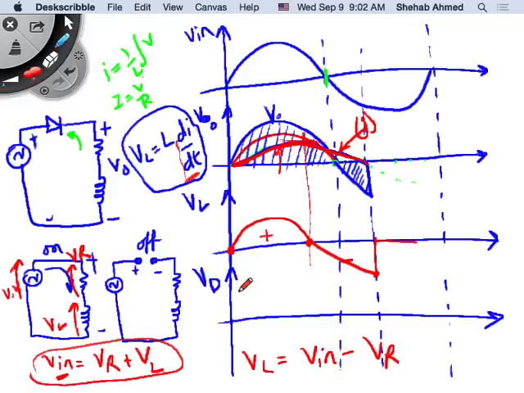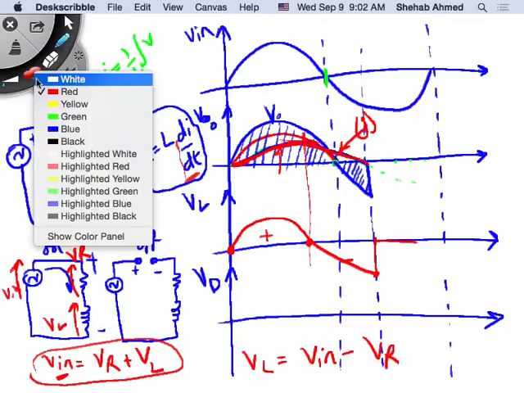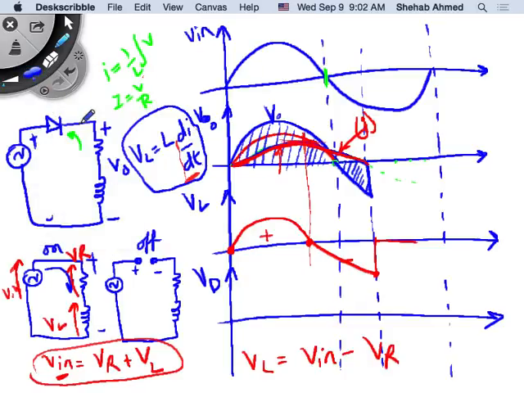So everybody's okay with this now? Fine with this? Now VD. How do I draw VD? It's going to be a lot like your VL. Is it like VL? Until, during when the device is on, VD is 0. So it's 0 all the way until here. The device was on all the way until here. This is all 0.